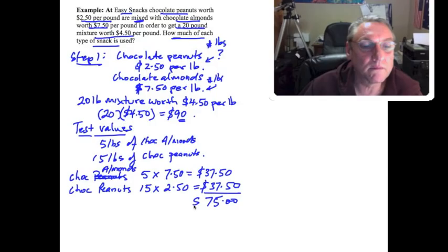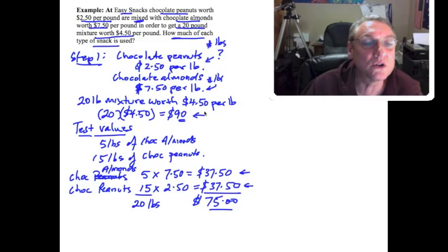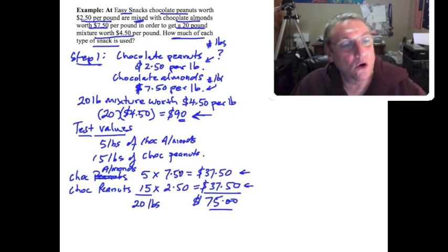So in other words, we get an idea here of how we actually do this. Notice that was the number of pounds times the price, and the number of pounds here times this price, and this gave us the price for each of those. And when we mix them together, we have $75. Now, notice here that when I add the 5 and the 15, I also get the 20 pounds. So that 20 pounds with that kind of mixture would give us $75, which is a little bit short. All right, so let's go to step 2.